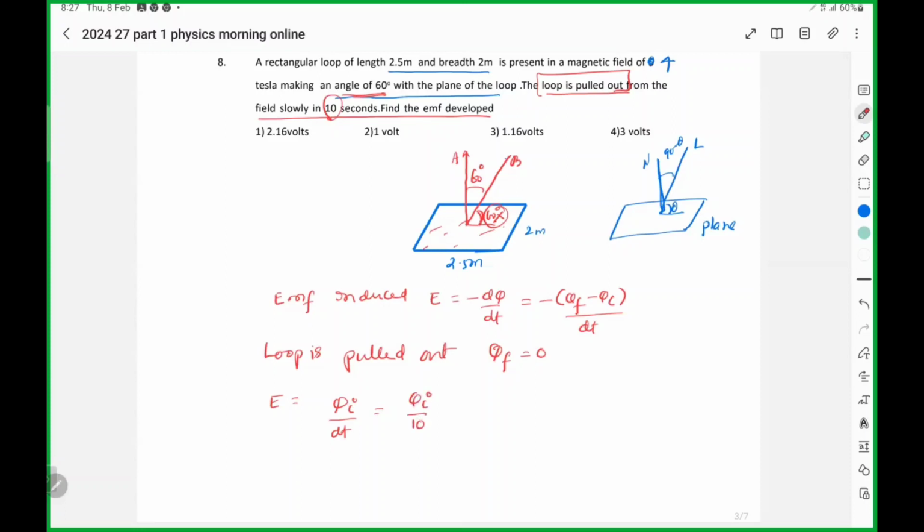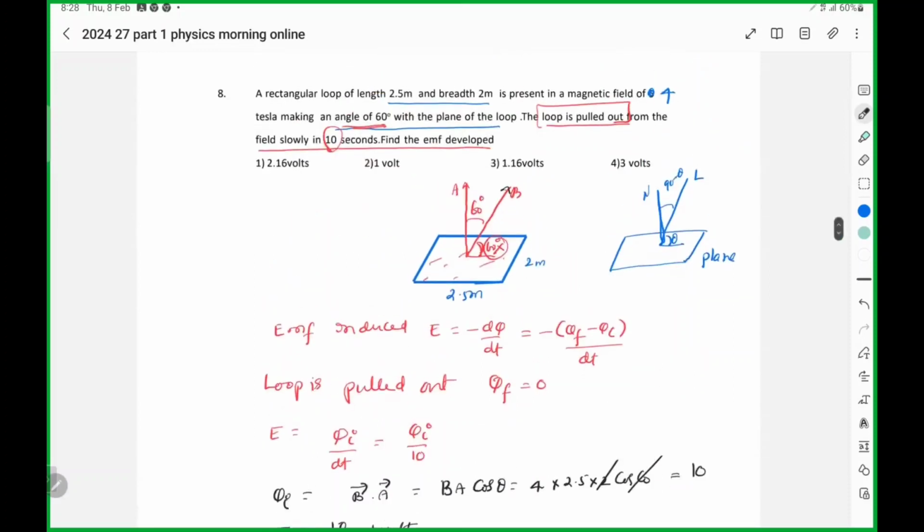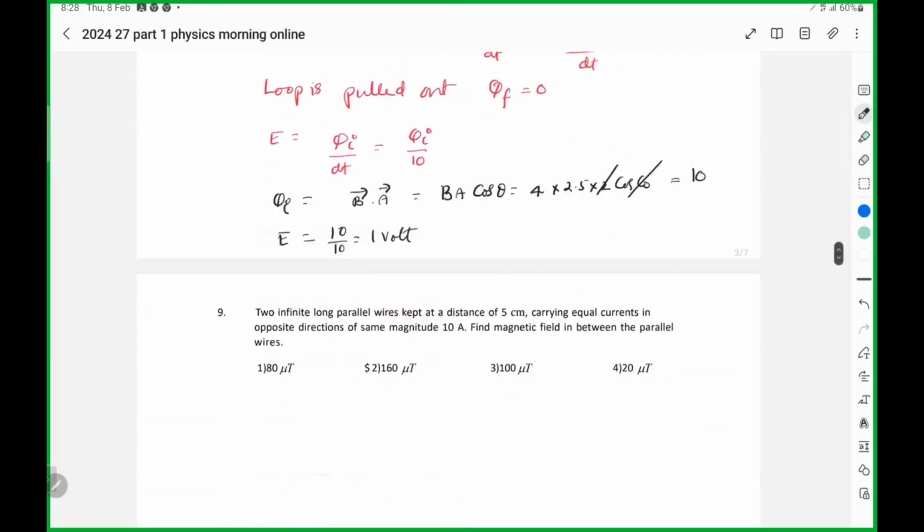So now we have to calculate the flux when it is kept in a magnetic field. Between the magnetic field and area, it is BA cos theta. Area is 2.5 into 2 cos 60. Cos 60 is half. This is 10. And EMF induced is 10 by 10. We get 1 volt. So here the angle must be with the normal of the plane, not with the plane.